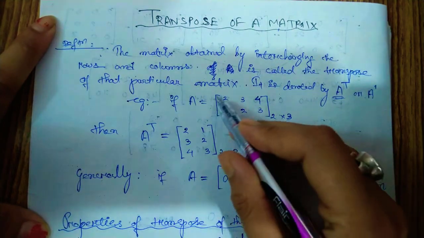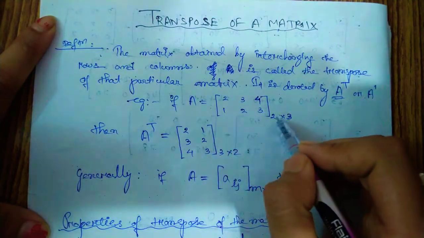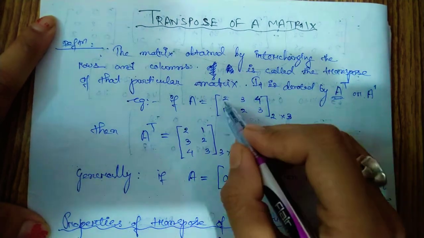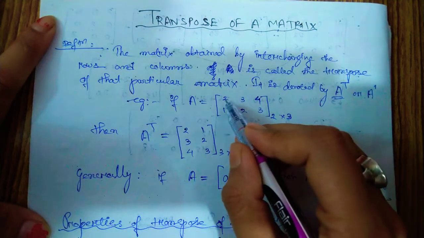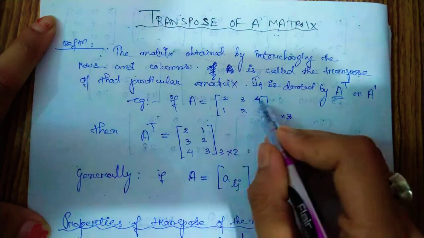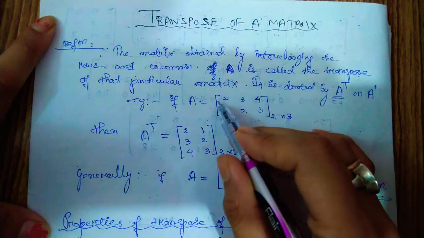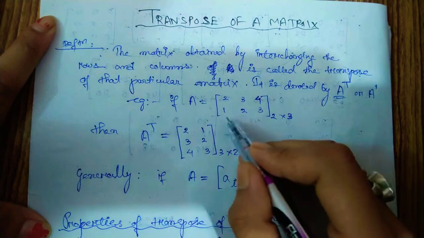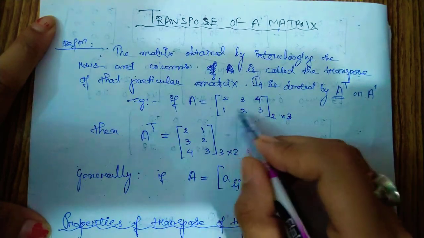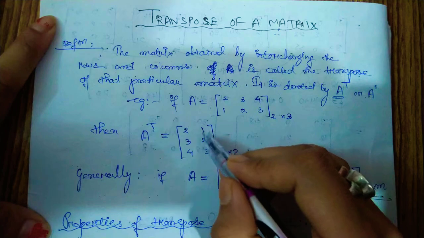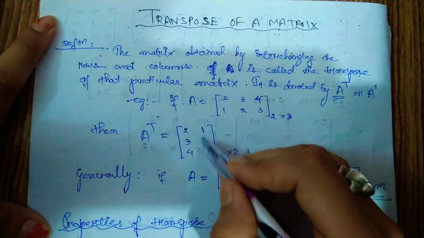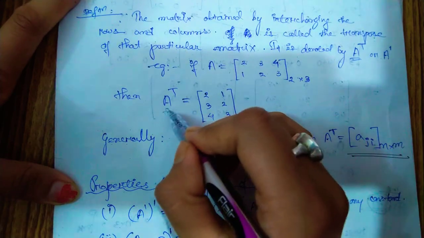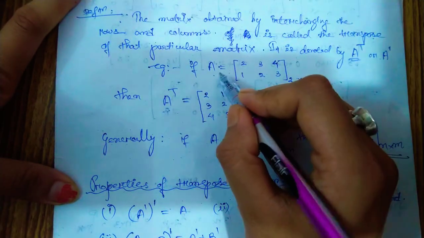Example. Let us take one. Here we consider a matrix A with number of rows 2 and columns 3. The rows are 2 3 4, this is our first row. Now if we write the first row 2 3 4 as the first column, and the second row 1 2 3 as the second column, then the new matrix obtained is called what? Transpose of the given matrix A.